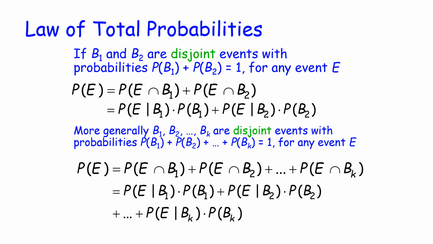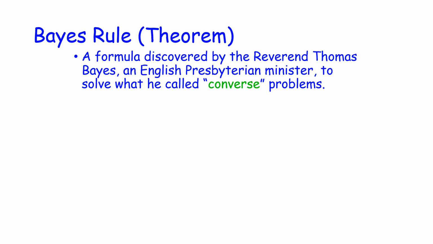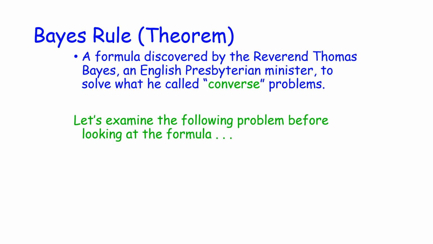So now we're going to talk about Bayes' rule, or Bayes' theorem. It's a formula discovered by Reverend Thomas Bayes, an English Presbyterian minister, to solve what he called converse problems. So let's examine the following problem before looking at the formula.